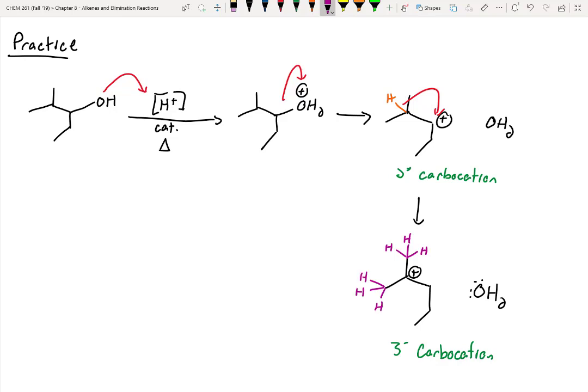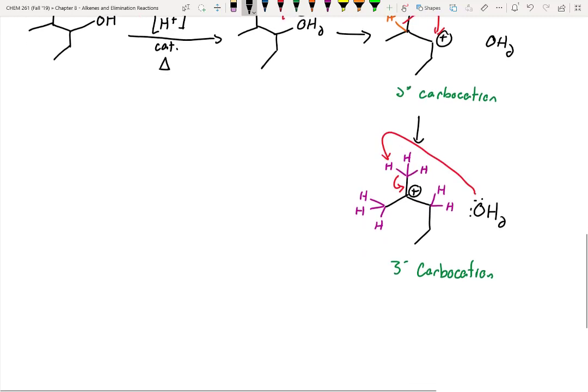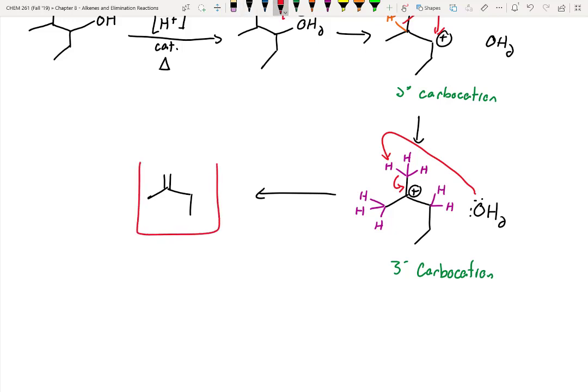Do I have any others? Yeah, I've got two coming off of here. All right, so what I'll do is I'll just pick one of these. Does it matter which one I pick? Nope, doesn't matter. All right, so if I do that, let's take a look at the product we'll get out. So that would be one potential product. So I'll circle this in a red box saying this came from the red arrow pushing.